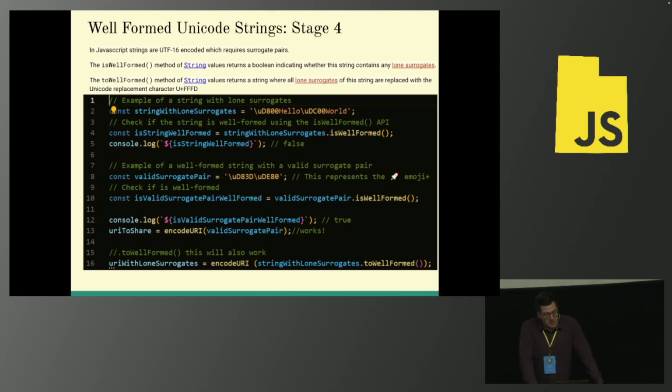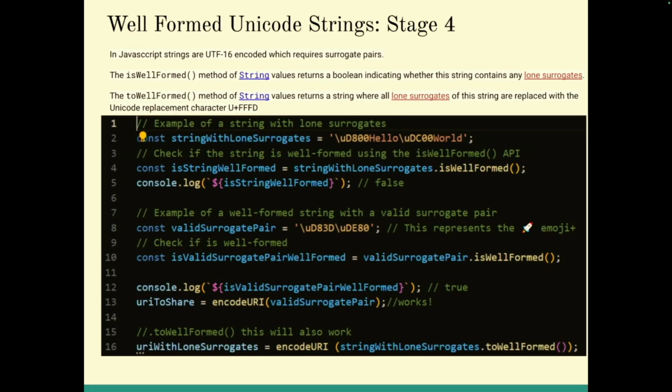Well-formed Unicode strings. So in JavaScript, strings are UTF-16 encoded, which has a concept of surrogate pairs. So there's 2 new methods, isWellFormed, and that will return a Boolean indicating whether or not a string has any lone surrogates. And then you can also use toWellFormed, and that method will return a string where all of the lone surrogates are replaced with a Unicode replacement character in order to make them valid.